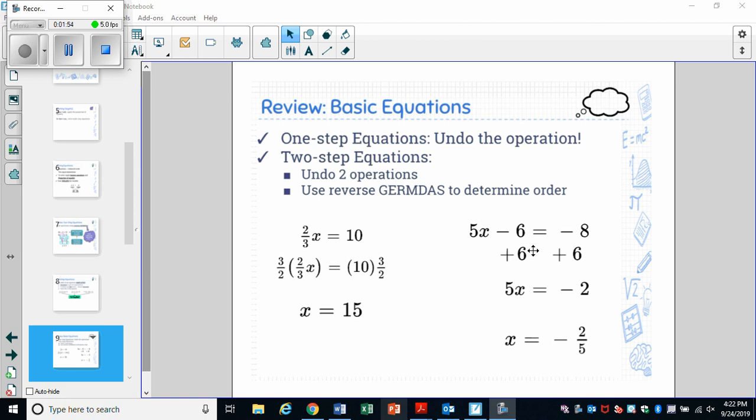The problem on the right, we add 6 to both sides first. Then we divide both sides by +5. But we'll leave this guy, the -2 over 5, as a fraction.